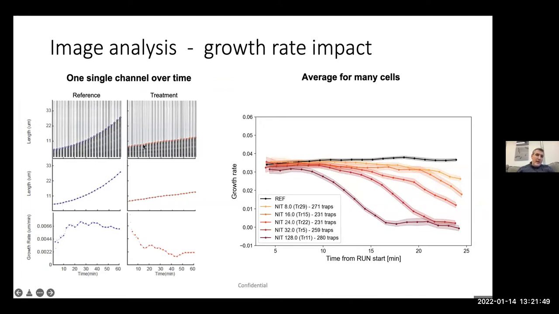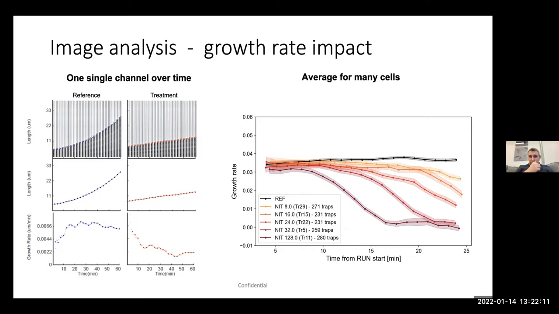And if you have added an antibiotic, in this case, it kind of extends linearly, which means that the actual growth rate is going down. So growth rate is the relative length extension over time. So in this case, it's a reference. It kind of plateaus for the individual cell and goes down for the treated cell.